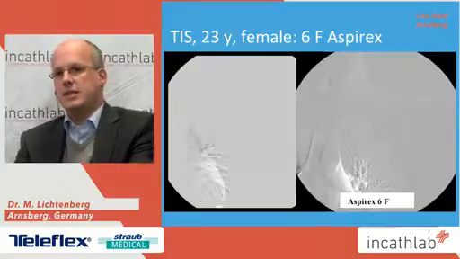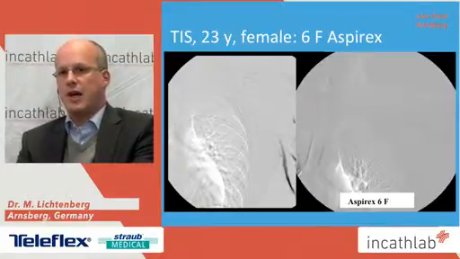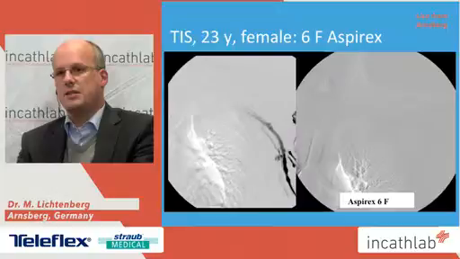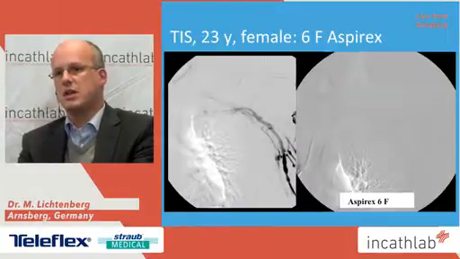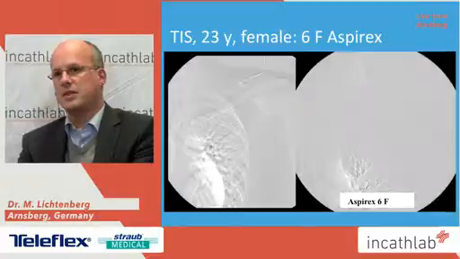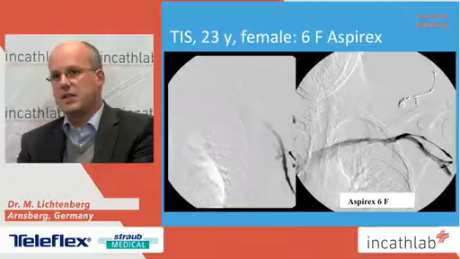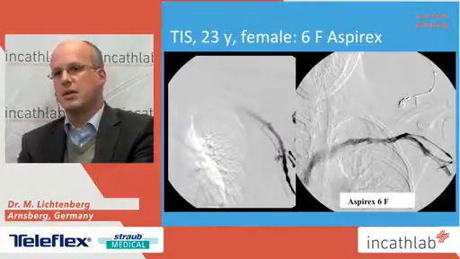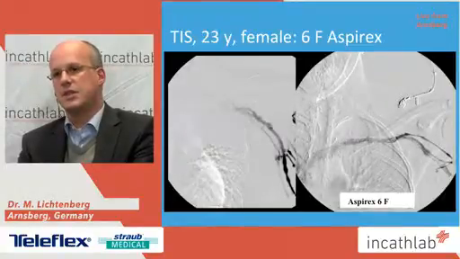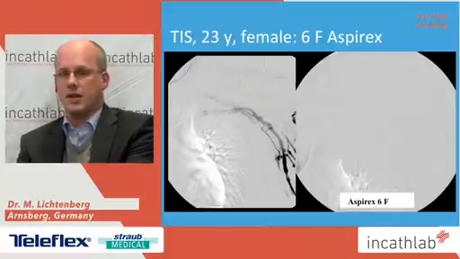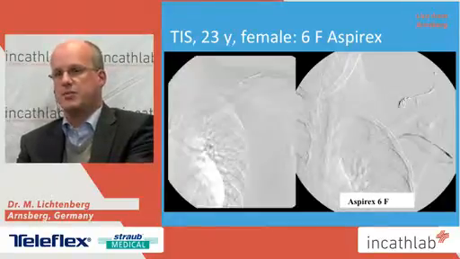We also use this catheter for patients with upper limb DVT. In this patient with a thoracic inlet syndrome, a young female patient, we performed thrombectomy with the 6F Aspirex system. Of course, no stent implantation, but you can see here the very nice hemodynamic outcome also in this patient using 6F Aspirex.